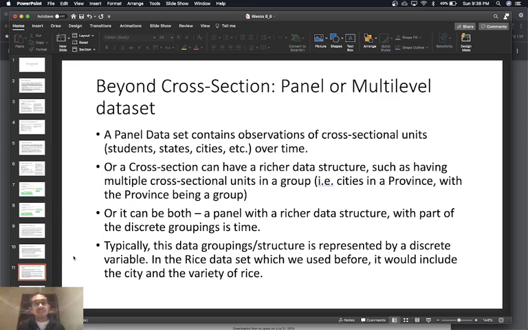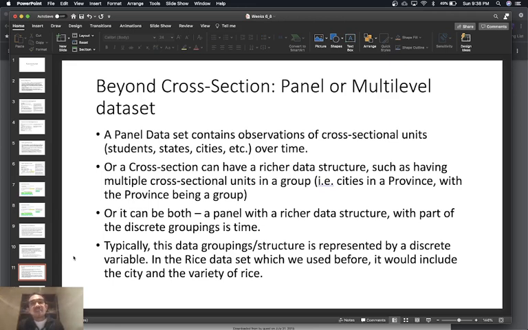Or a cross-section can have a richer data structure. So it doesn't have to be over time. It could have multiple subsets. So similar to, again, the rice data, you've got cities, and then you've got, that's probably not a good example, actually. So yeah, let's stick with this.